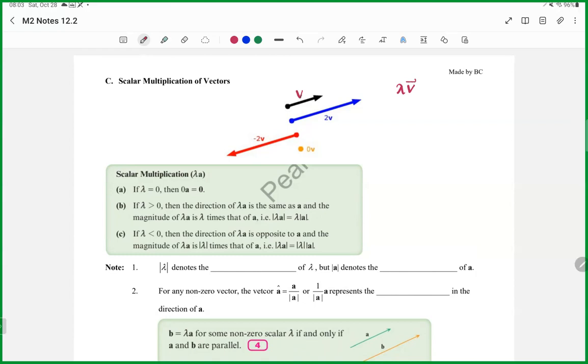The meaning of it is to keep the same direction and multiply by 2. You keep the same direction and just extend the length to 2 times its original. So when lambda is greater than 0 and a is a vector, the magnitude is increased or decreased according to the value of lambda. So lambda a has magnitude lambda times the magnitude of a, and the direction is kept.